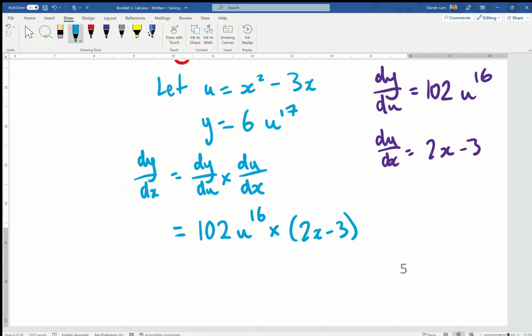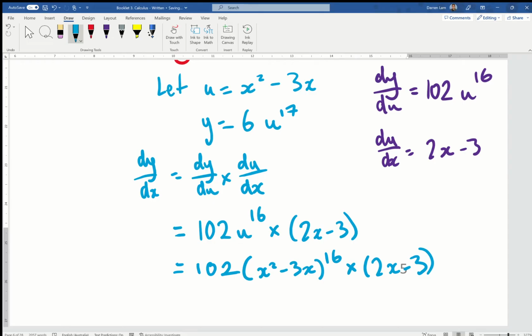We're not done yet. Why are we not done yet? We introduced u, didn't we? The question didn't introduce u. So we need to then redefine u. We know what u is. Let's put it back into the equation. So that equals 102 bracket x squared minus 3x, because that's what we said u was, to the power 16, multiply that by 2x minus 3. Ignore the 5, it's just the page number.